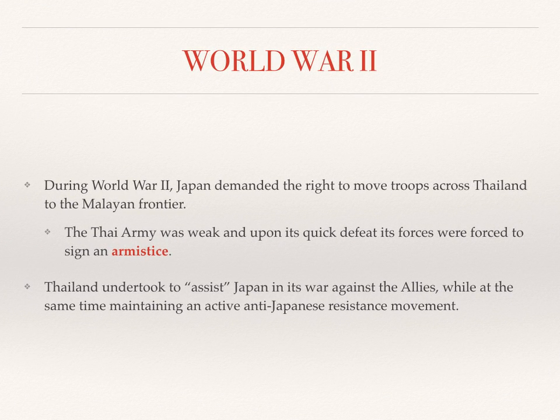World War II. During World War II, the Japanese basically attacked Thailand. They demanded the right to move troops across the country to the Malaysian frontier. The Thai army, of course, was no match for the Japanese, and they were quickly defeated. They signed an armistice, ceased hostilities, and they assisted the Japanese in the war against the Allies, but really behind their backs, they maintained an active anti-Japanese resistance movement.